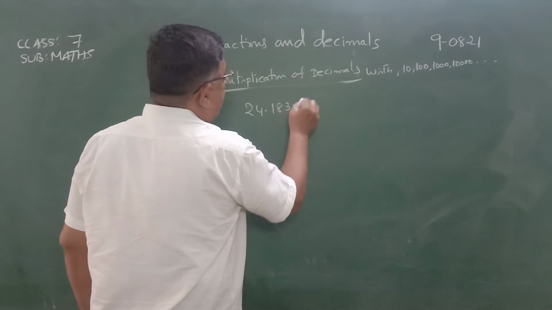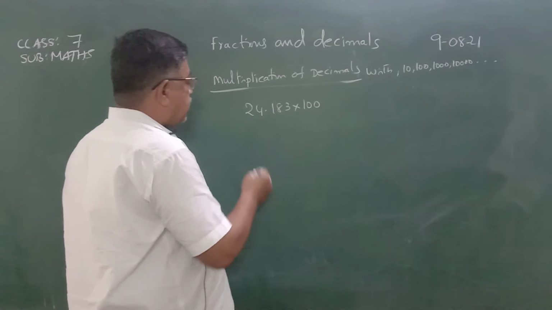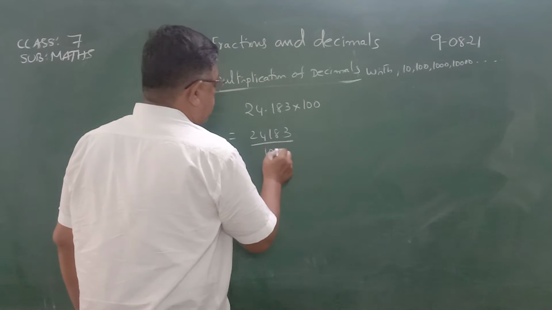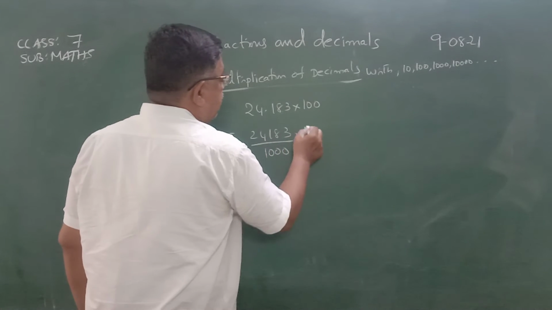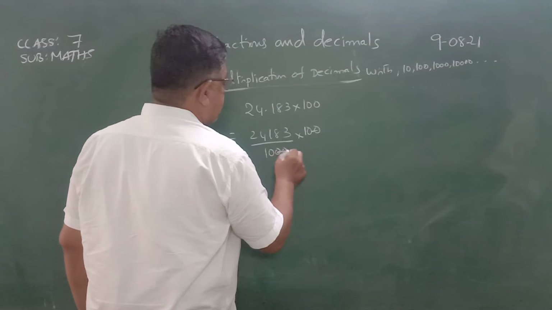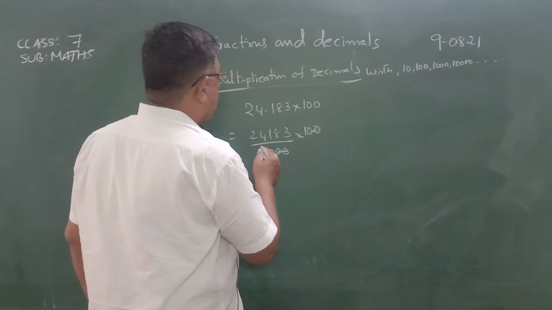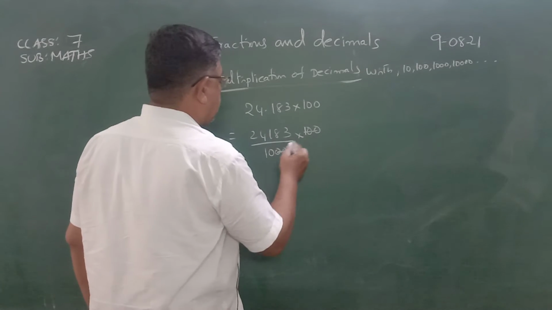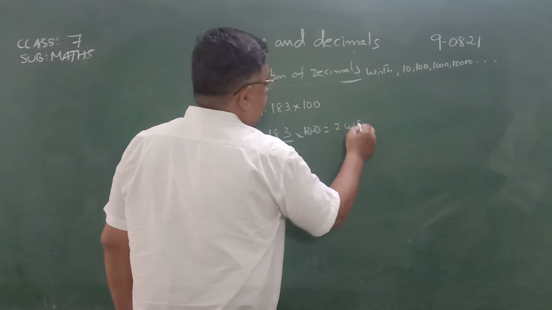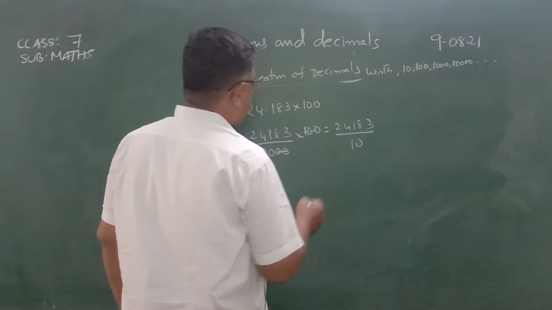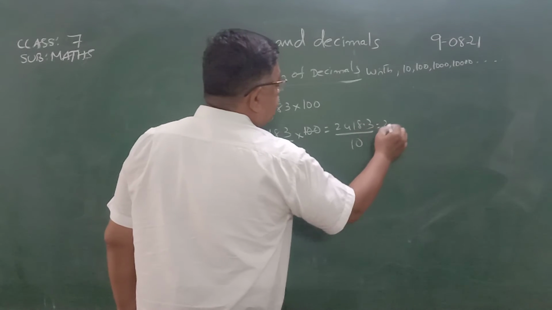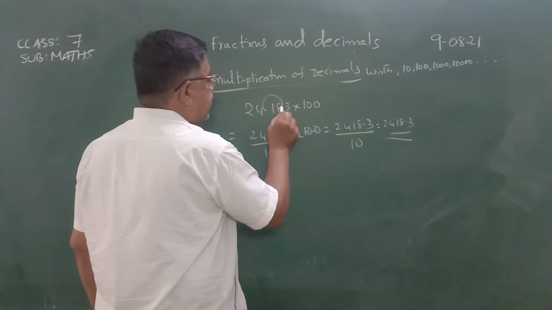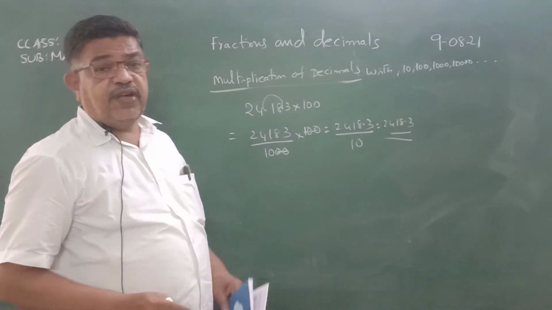Next one. 24.183 into 100. Same case, 24,183 by 1000 into 100. Now 2 zeros get cancelled. We get now 24,183 by 10. Now you have to keep the point after 1 place. It is 2418.3. That means the point moved 2 places towards the right because you are multiplying with 100.